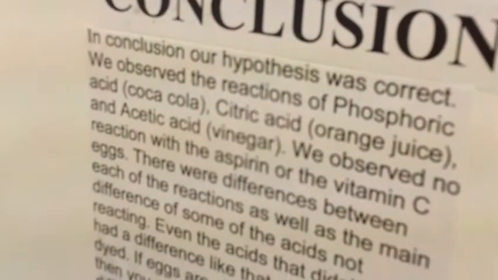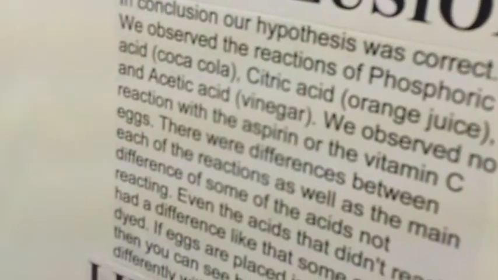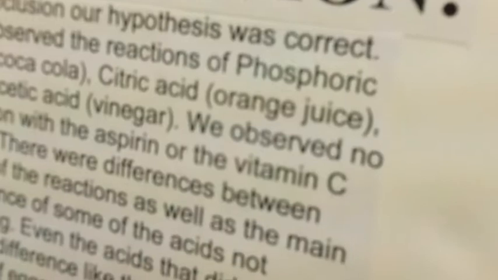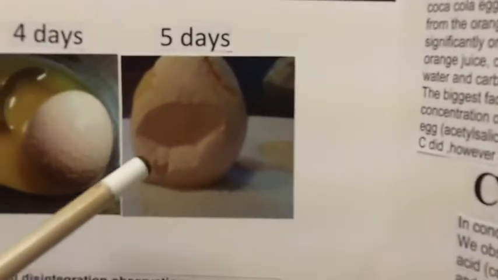Alright, in conclusion, our hypothesis was correct. We said if eggs are placed in different acids, then you can see how the eggshell reacts differently with the different acids. Now, in some of our acid reactions, the eggshell did not completely decay, but it did change, like the Coca-Cola brown and the vitamin C supplement orange. And then, along with the orange juice, it started to decay until we took it out and it cracked.